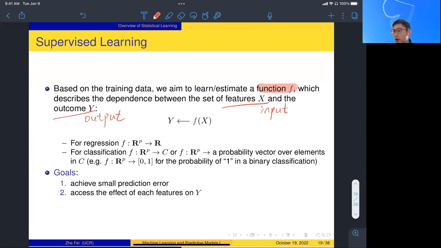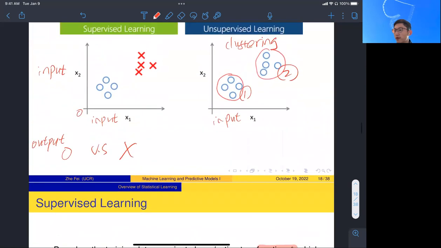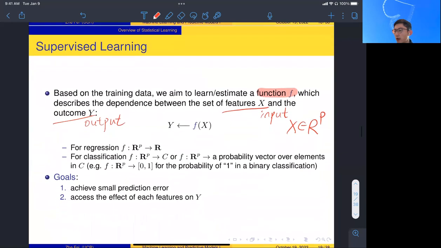So f is the function we want to estimate or learn. Here we also denote x as coming from p-dimensional space, or R^p, meaning that we have p different features or inputs. In the previous example we have x1, x2, so here p equals 2, we have 2 inputs. But more generally, we could have x1, x2 all the way through xp. That would be our x, for example.